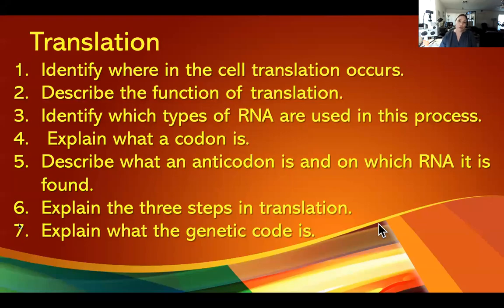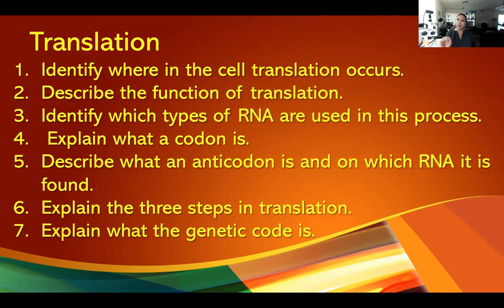This is the second lecture video for protein synthesis. So as a quick review, we went over transcription in the first video. Transcription occurs in the nucleus of the cell, and the process is creating a strand of RNA from a DNA template. Now, the RNA that is produced from the DNA has to go through RNA processing in order to produce messenger RNA.